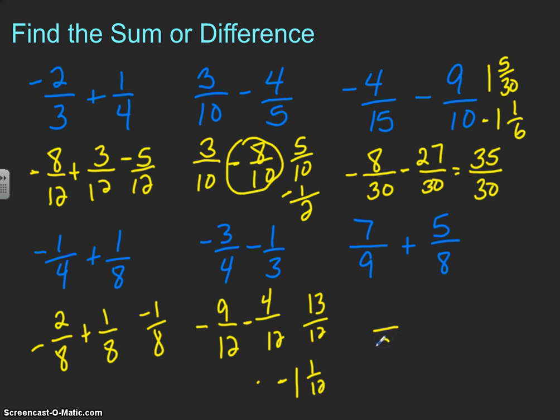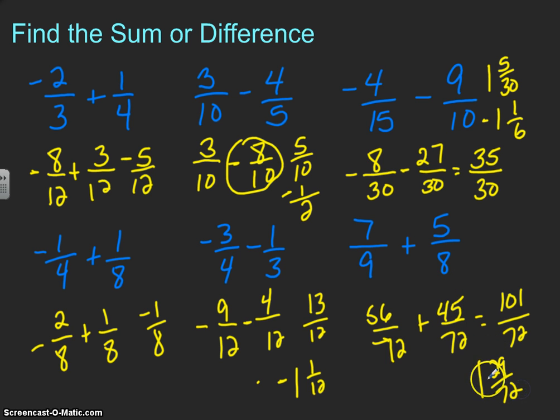9 and 8 have nothing in common, so we have to multiply those together to get our LCD, and that is 72. 9 into 72 goes 8 times. 8 times 7 is 56. 8 into 72, 9 times 5 is 45. And when I add these things together, I'm going to get 101 over 72. Now I know this is positive because they're both positive. When I reduce that, that's 1 and 29 over 72, and that's it, because 29 is prime, and we are finished.